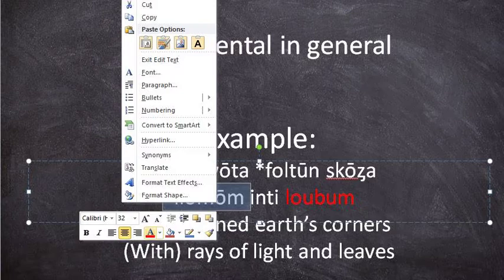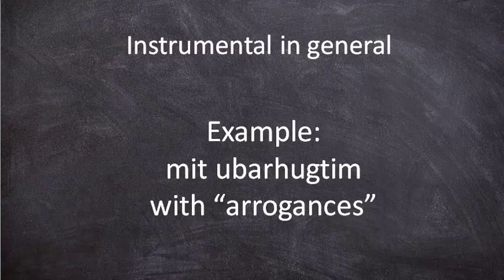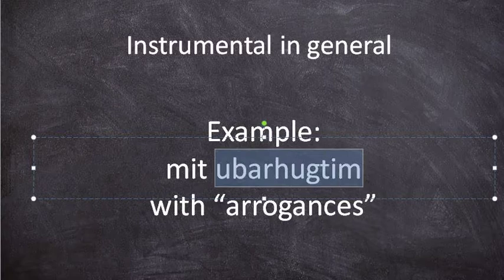Moving on. As for our fifth example, we have mit, which means with, ubar hugtim. Mit ubar hugtim. So this means with arrogances. Well, that's a really weird way to translate this. This is in the plural dative, but used instrumentally. This is like through the means of and whatnot. So again, this is why the instrumental is so hard to learn or even to use.